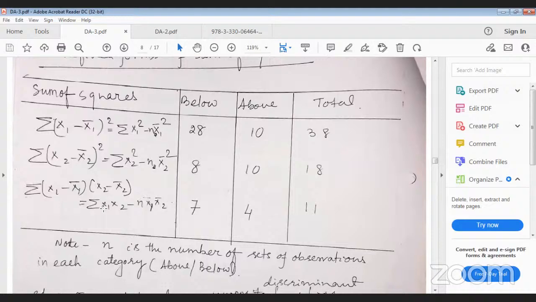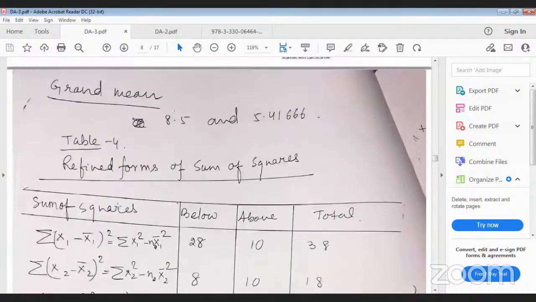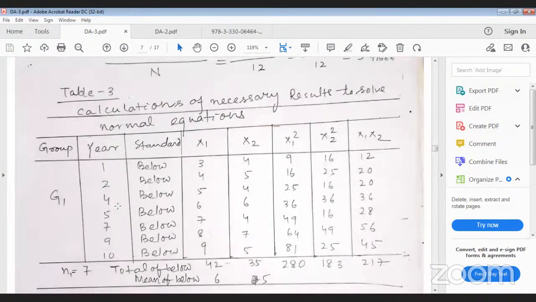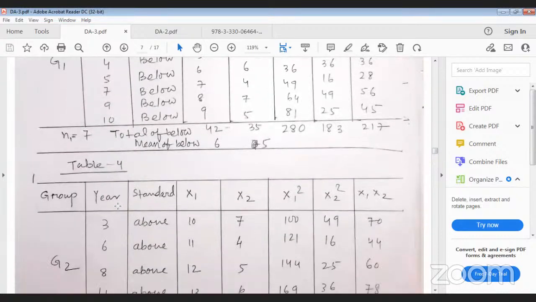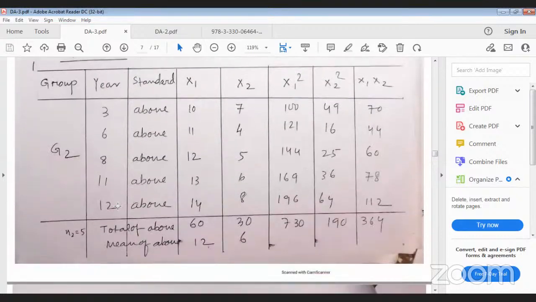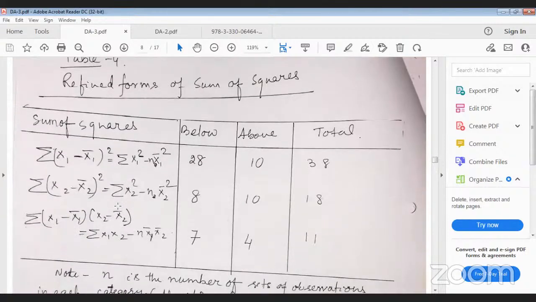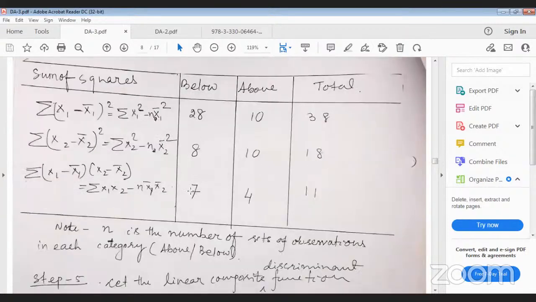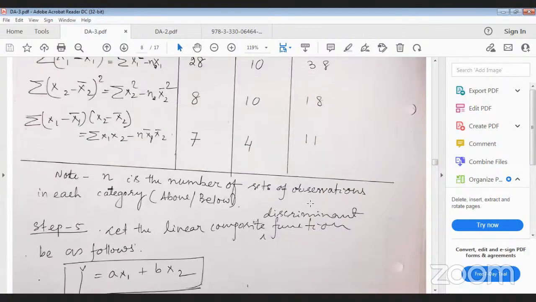Similarly, the product summation x1 x2 we have also got in this table. That is 217 for the below case, and for the above case it is 364. By using that you can do this calculation. Here it is for the below group and here for the above group, that is 7 and 4. The total is 11. So this way we have to go.